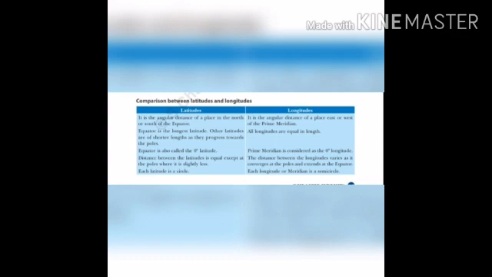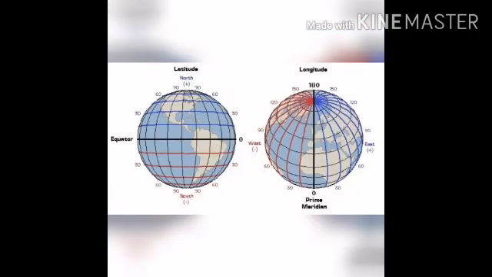Next, the lines of latitude are parallel and the distance between them is always equal, but the distance between the lines of longitude is not equal. They are widest at the equator and join at the poles. Next, each latitude is a circle and each longitude is a semicircle. And the equator is known as 0° latitude, whereas the prime meridian is known as 0° longitude.